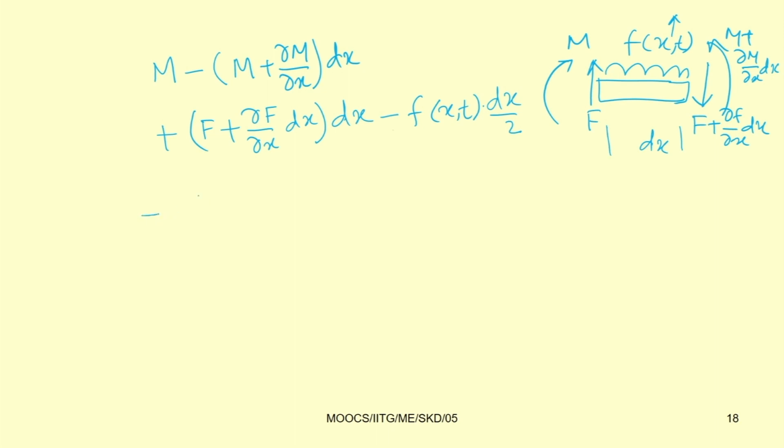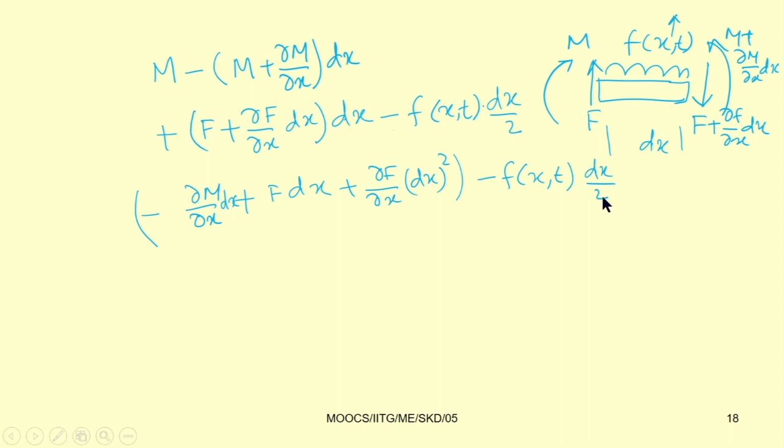So, that is minus del m by del x, and you can write this equation: f dx plus del f by del x into dx whole square. So, this part is del m by del x into dx. So, this f(x,t) into dx by 2. This way you can write the moment equation and the force equation.